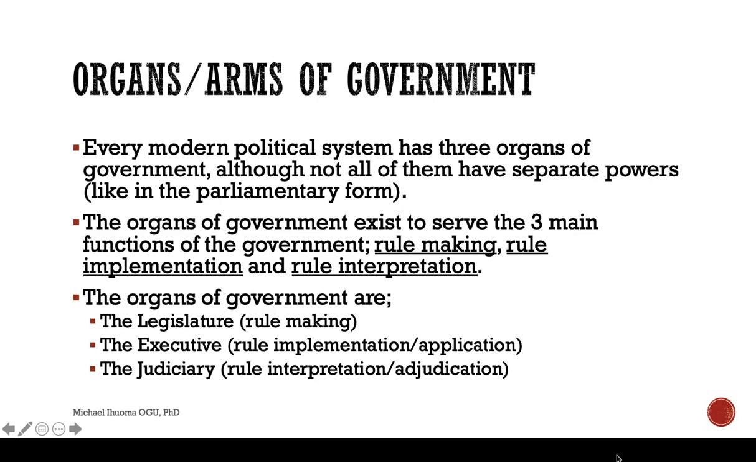And these three functions of government, as shown on the slide, are rule making, rule implementation, and rule interpretation. These are the three functions that every government is expected to perform, and they can only be performed by these three organs of government. So if one organ is lacking, one of these functions is lacking, and as such, government is not efficient. The legislative arm performs the rule-making function. The executive arm performs the rule implementation or rule application function, while the judicial arm performs the rule interpretation or rule adjudication function.